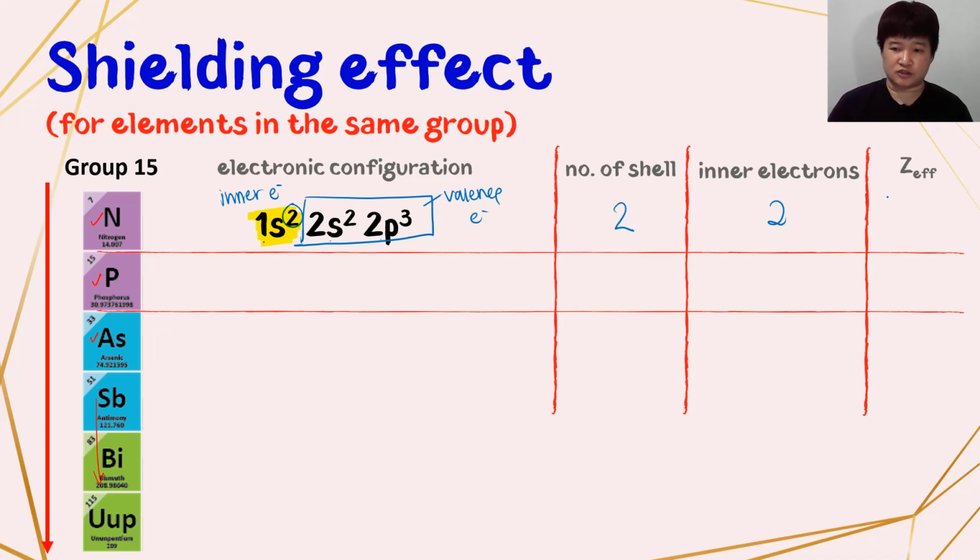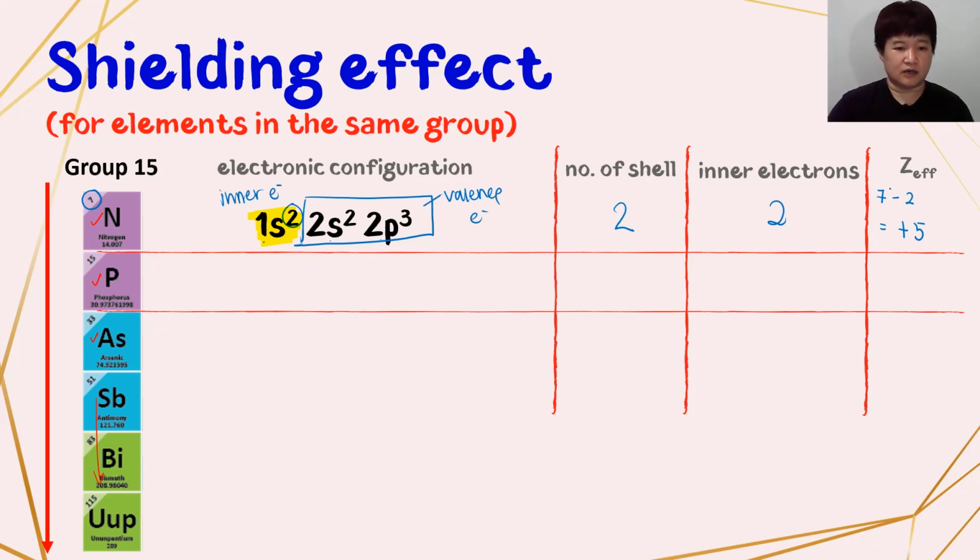Effective nuclear charge over here will be 7 minus 2. And the effective nuclear charge is positive 5, because you have 7 protons minus 2 inner electrons. So the effective nuclear charge is positive 5.